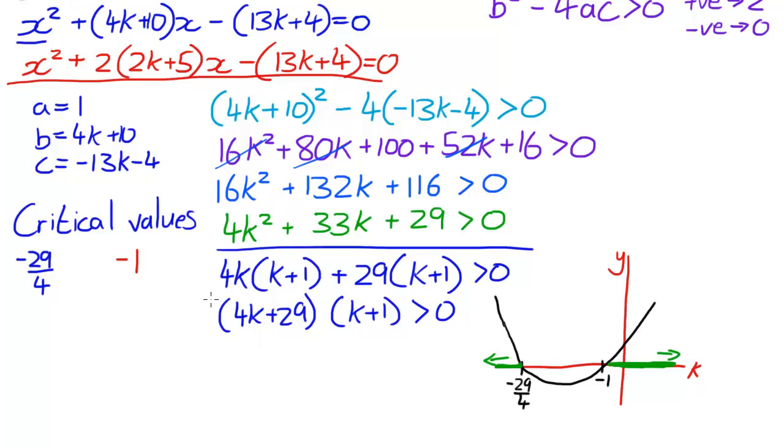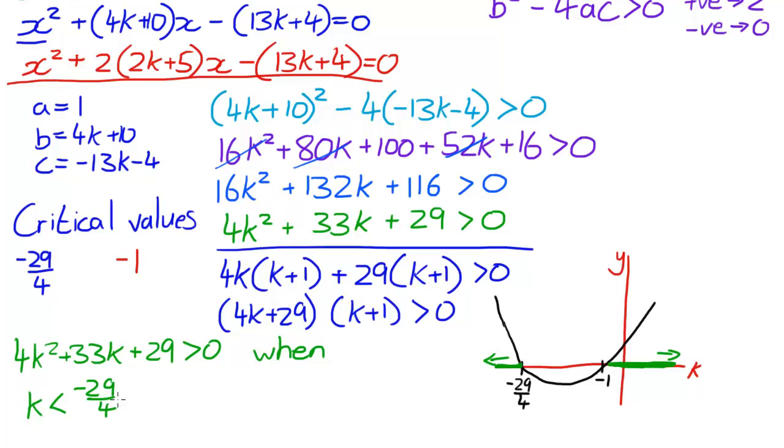So what we need to say is that this function is greater than 0, so let me write this down. 4k squared plus 33k plus 29 is greater than 0 when k is less than minus 29 over 4, or when k is greater than minus 1. That is when this function here is above the k-axis, I suppose you could call it.